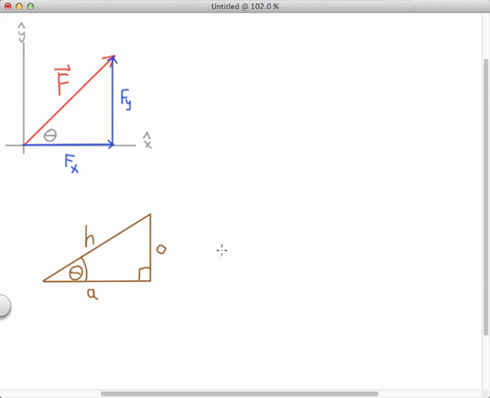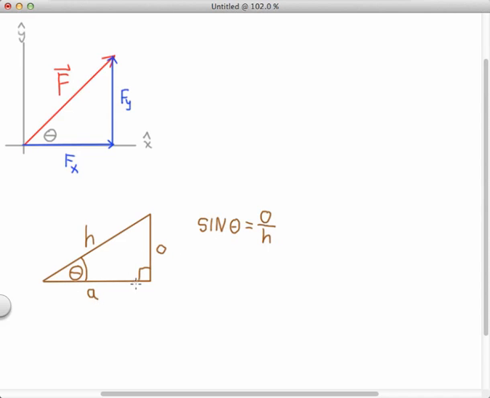Now, for mathematics, we know that the ratios of these sides of the triangles are important, and that the ratio, for example the opposite side divided by the hypotenuse, is going to be the same ratio for any triangle that has the angle theta in it. And it's important enough and used often enough to give it a special name, and this is called the sine of theta. Now the sine of theta is defined to be the opposite side of the triangle divided by the hypotenuse.